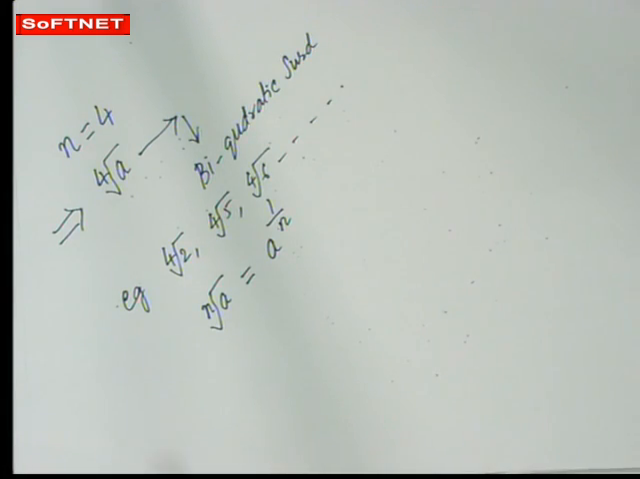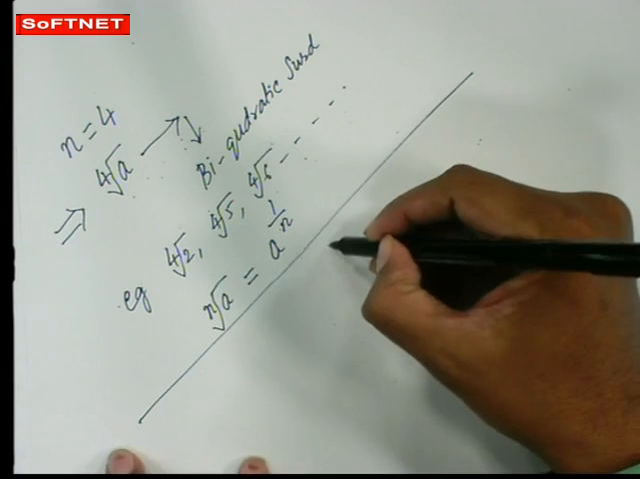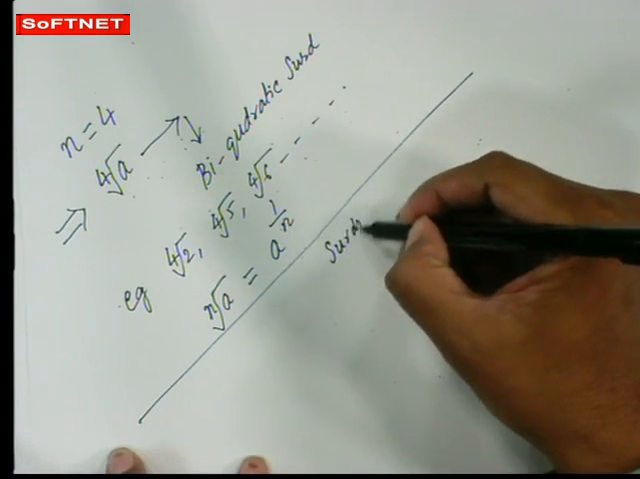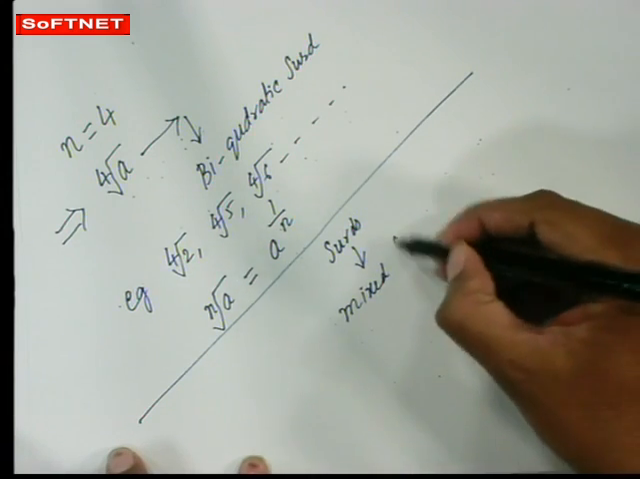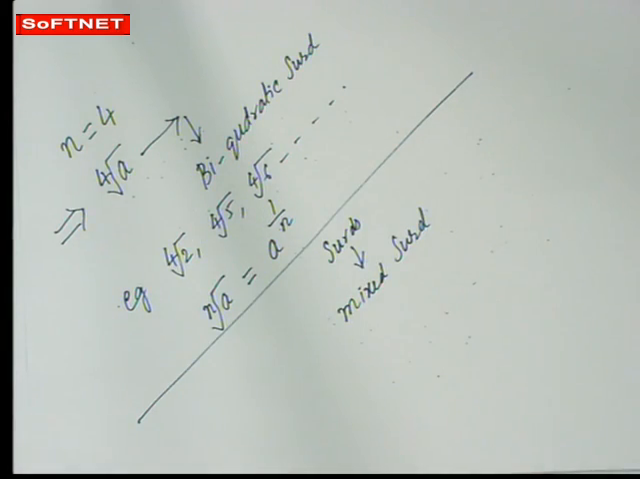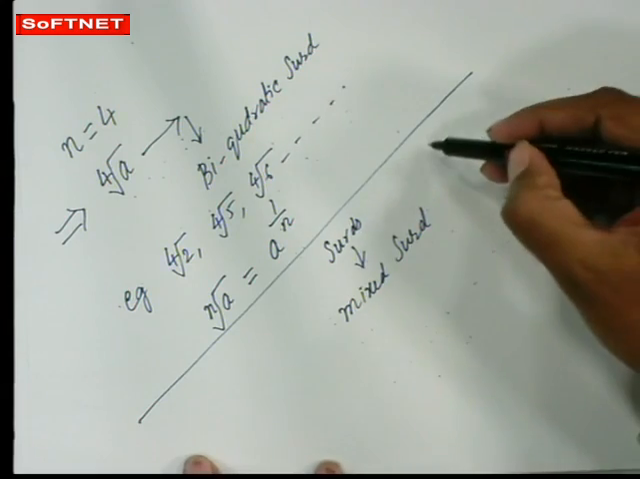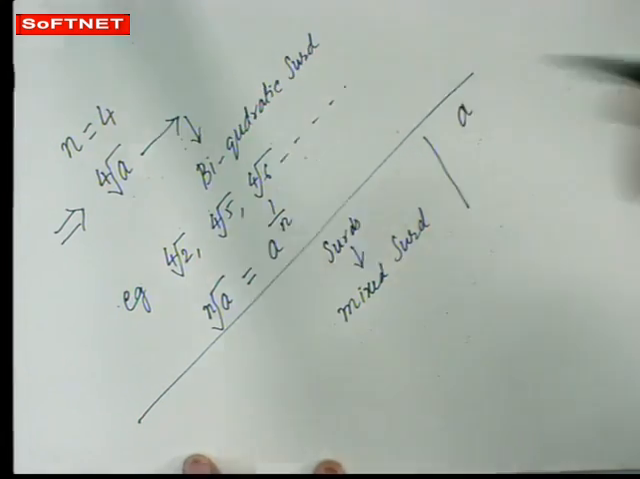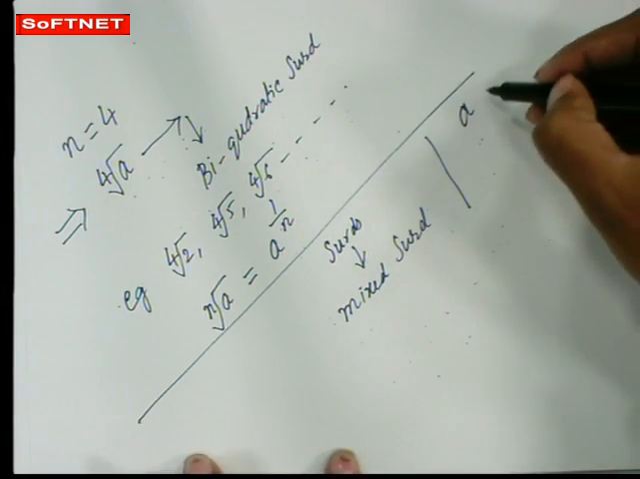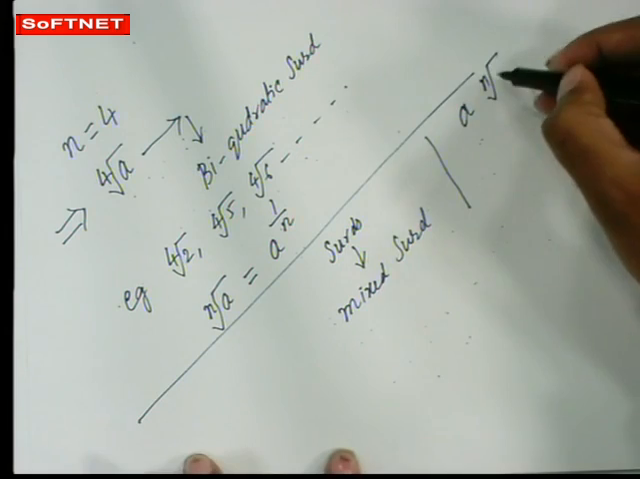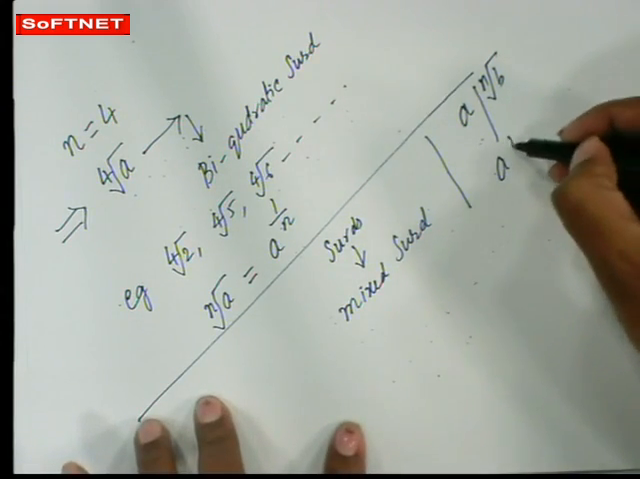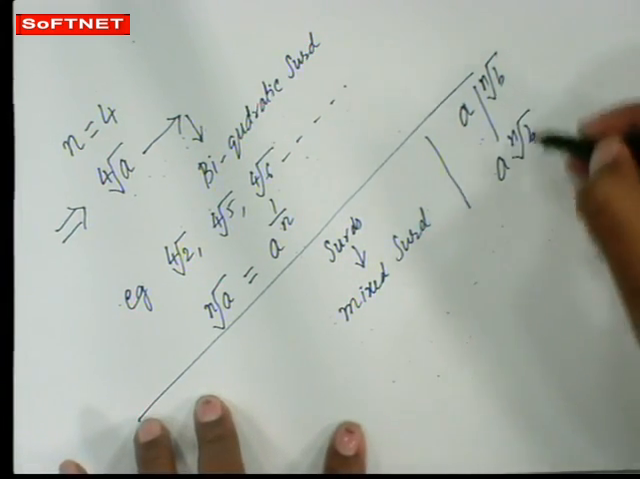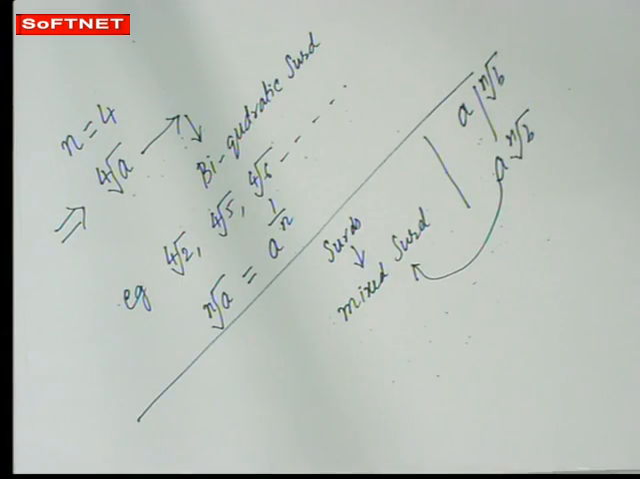Okay. So now let us discuss some more types of surds. These surds we can discuss as mixed surds. What is a mixed surd? Suppose a is a rational number and this nth root b is a surd, then a multiplied by nth root b is an example of a mixed surd.